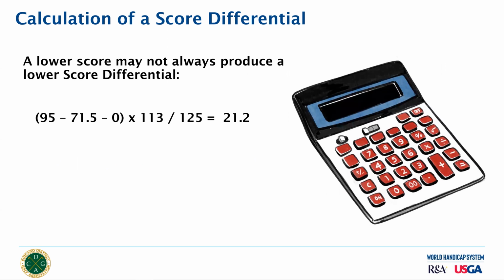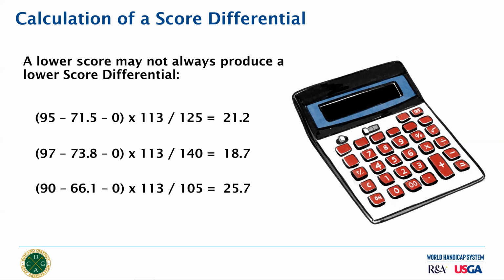Here, a player shoots 95 on a course that has a rating of 71.5. There is no playing condition calculation. Numbers multiplied by 113 divided by the slope rating of the golf course, it produces a differential of 21.2. This is a 97 shot on a course that has a higher course rating and slope rating. The differential is an 18.7.